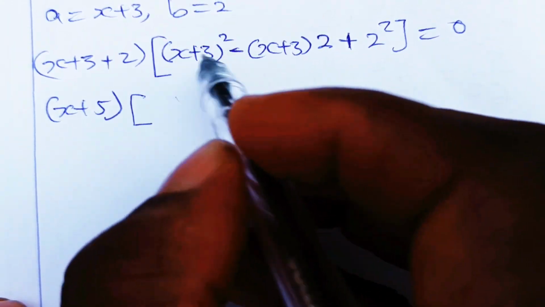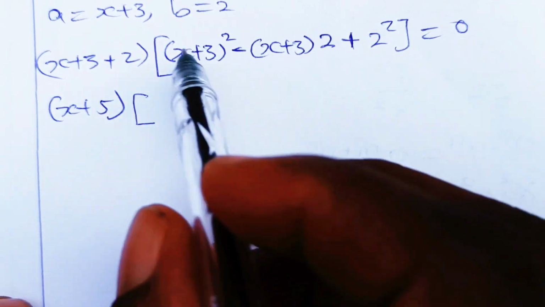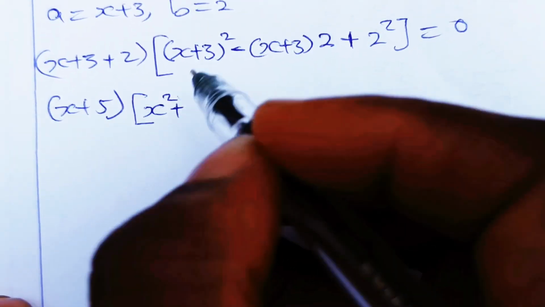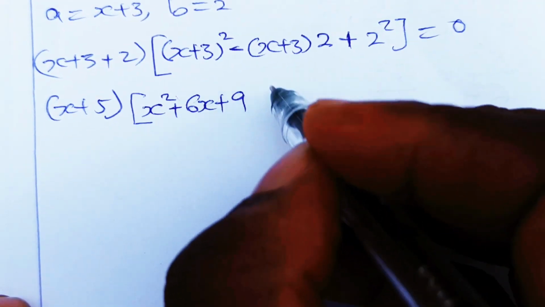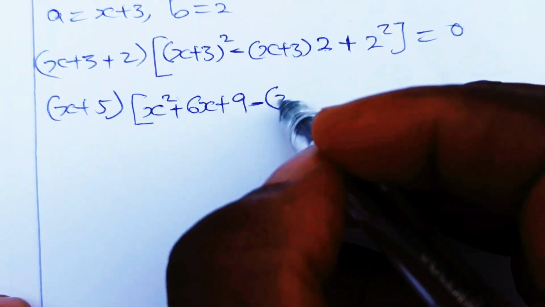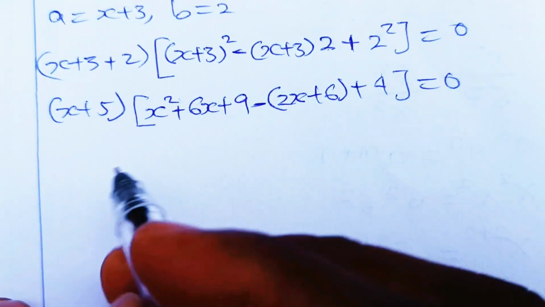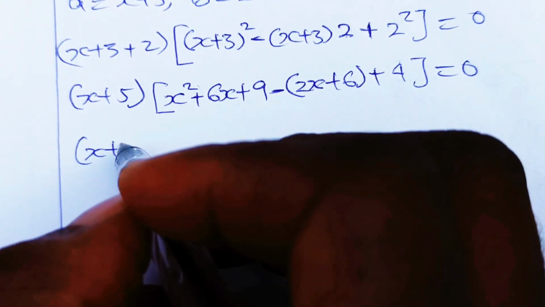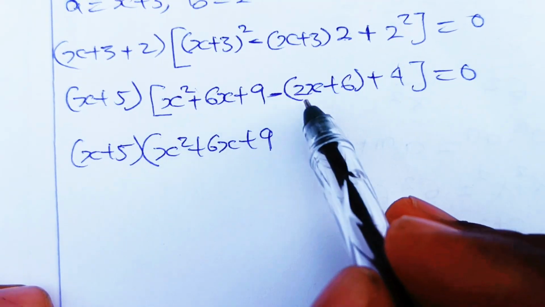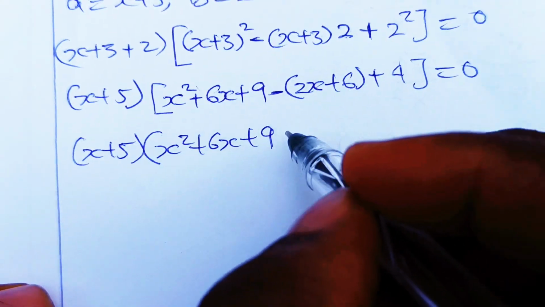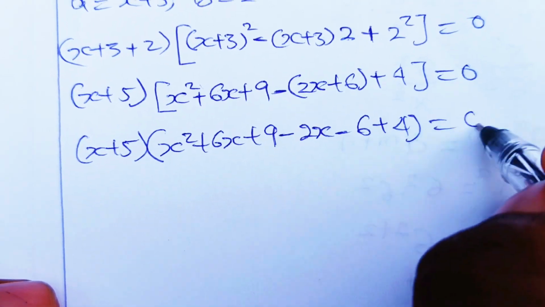You will recall how we do this, right? A plus B squared is A squared plus 2AB plus B squared. So we can now write this as x squared plus 2 times 3 times x, which is 6x, plus 3 squared, which is 9, then minus 2 times x is 2x, and 2 times 3 is plus 6, plus 4 is equal to 0. Okay, so we have x plus 5 bracket x squared plus 6x plus 9. Don't forget this minus sign. Minus times 2x is minus 2x, minus times 6 is minus 6, plus 4 is equal to 0.